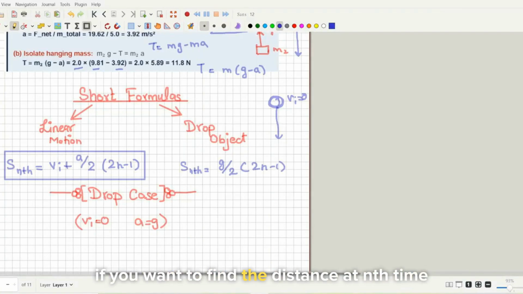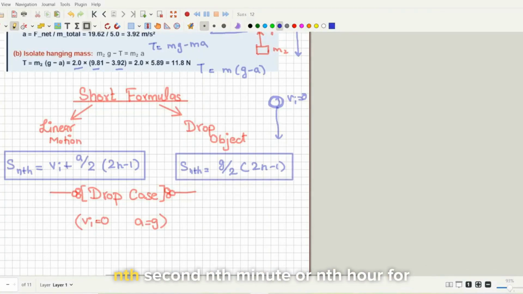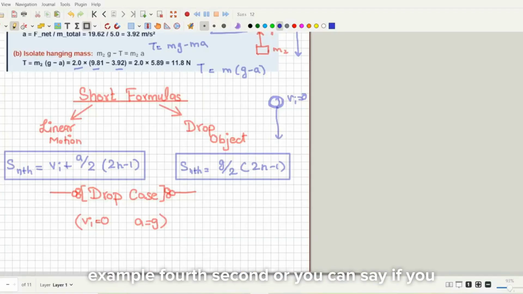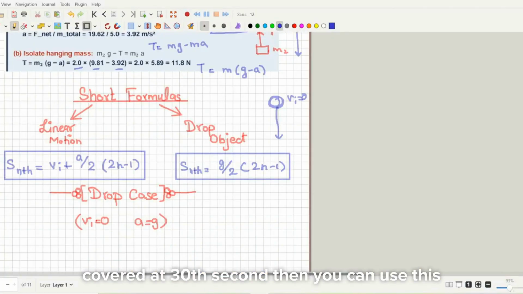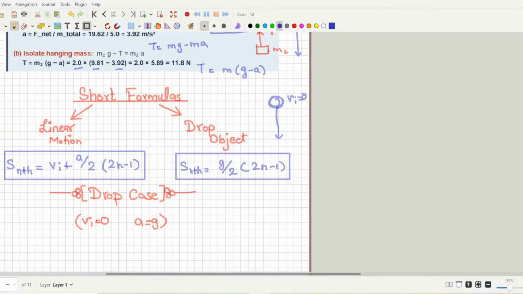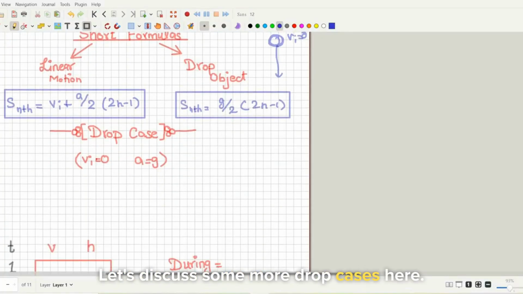If you want to find the distance at the nth time, nth second, nth minute, or nth hour, for example the 4th second, or if you dropped an object, what is the distance that was covered at the 30th second, then you can use this formula to find the distance. Let's discuss some more drop cases here.